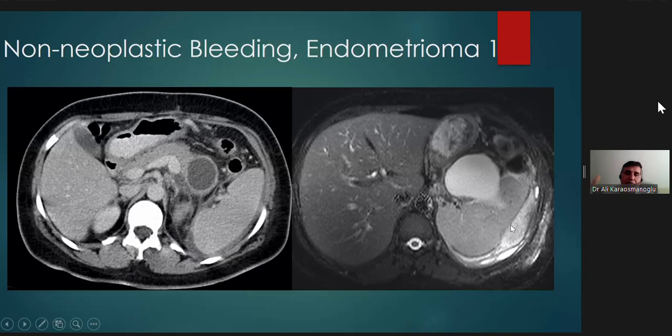So obviously we first thought about a mucinous adenocarcinoma or a mucinous neoplastic process in the pancreatic tail, which bled. The surgeon operated on this patient, and it turned out to be an endometrioma, which bled. This is very rare. Actually, this is the first case that I saw. Only anecdotal case reports are there in the literature. Always think about endometrioma as well in the differential diagnosis in a fertile-age woman.